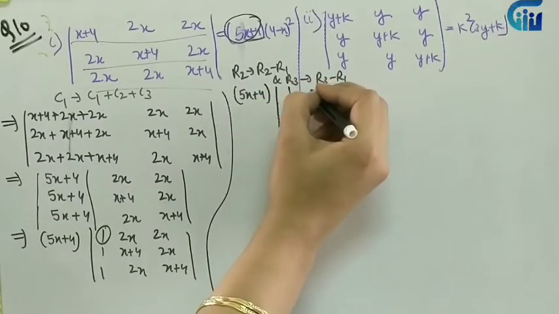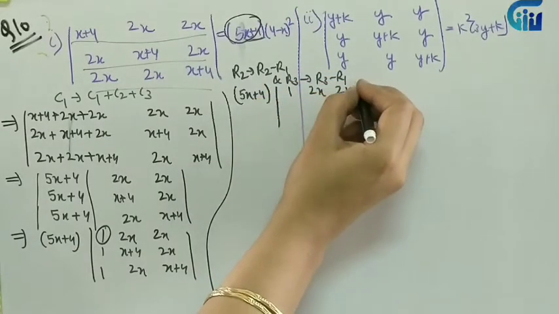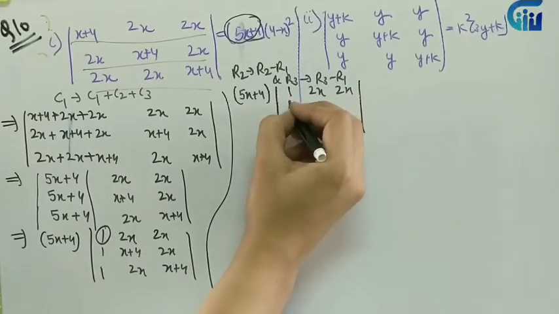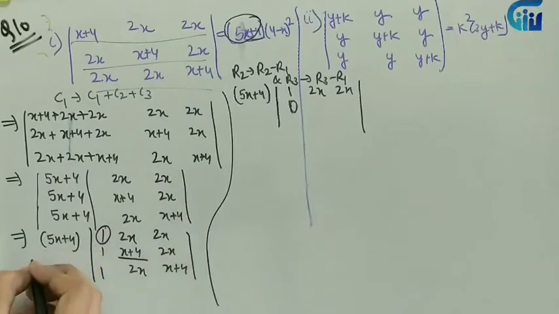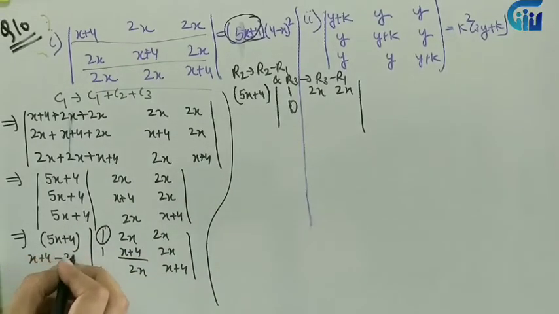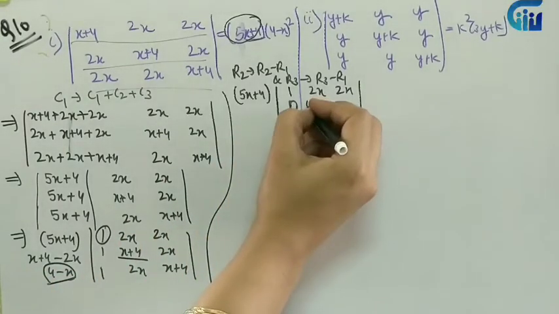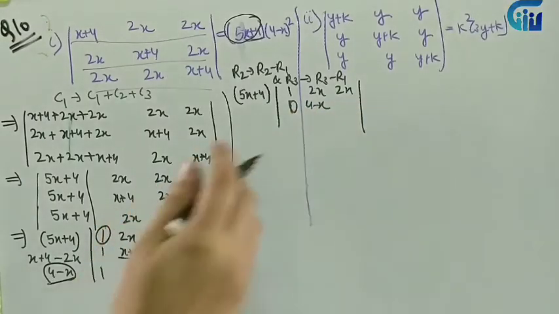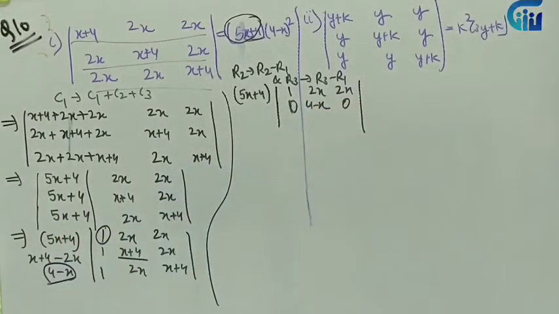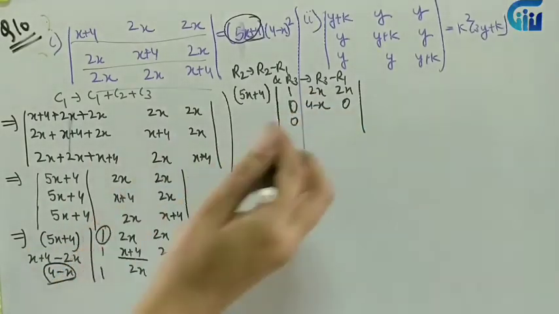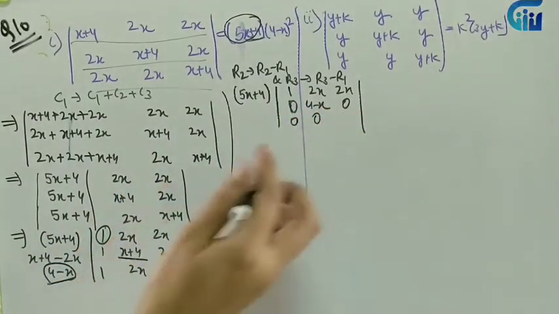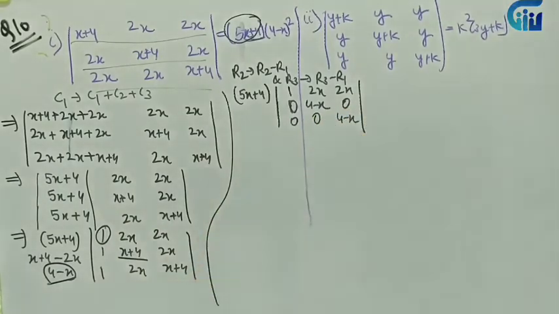So this will be R1 as it is, 2x, 2x, 2x, and this is 1 minus 1, 0. X plus 4 minus 2x will give me 4 minus x. So I'll write 4 minus x over there. Similarly, 2x minus 2x will give me 0. Then for R3, 1 minus 1 will be 0, 2x minus 2x will be 0, x plus 4 minus 2x, again the same thing, I'll get 4 minus x.